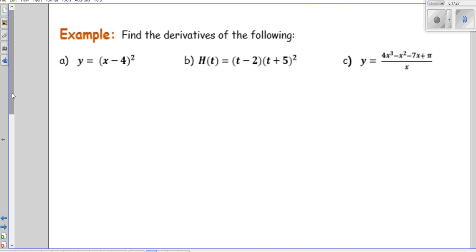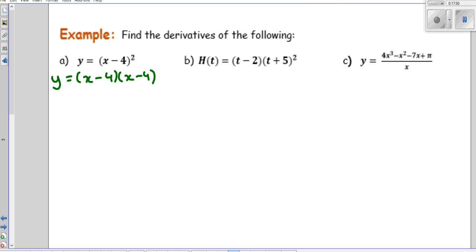Find the derivatives of the following. If you see them expressed in brackets like this, you've got to expand it first before you find the derivative. So this is a lovely little quadratic. If it helps, write it out like that, because that might inspire you a bit. And then we want to work out its expanded form.